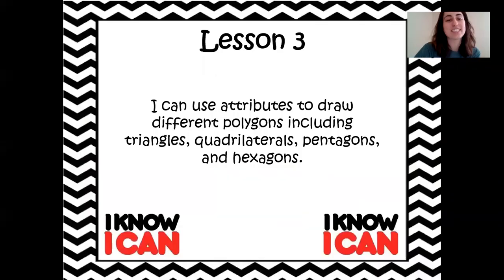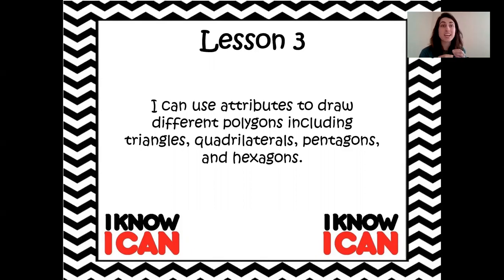All right, lesson 3, say I can use attributes. You guys should know by now what attributes mean. To draw different polygons, including triangles, quadrilaterals, pentagons, and hexagons. Those are going to be our fancy words for the day. And we're going to continue to draw them.